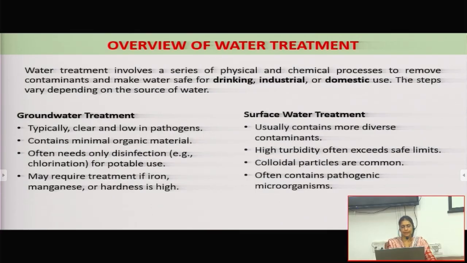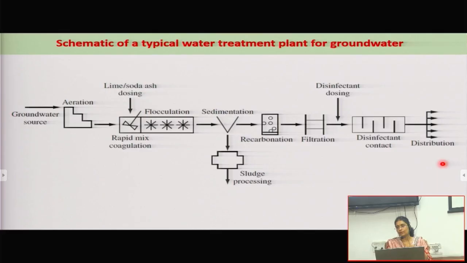And colloidal particles are more common here in a surface water stream when compared to groundwater. Based on the nature of the pollutants present, we have a generalized schematic representation for treatment of water. I'm talking about drinking water. So I'm first looking into the dug wells or the underground tube wells.